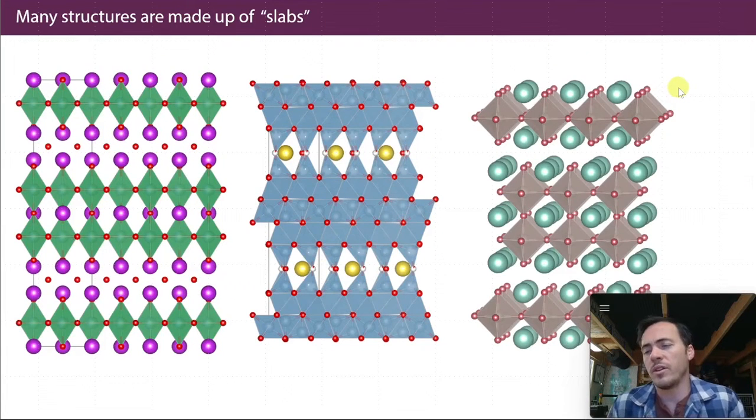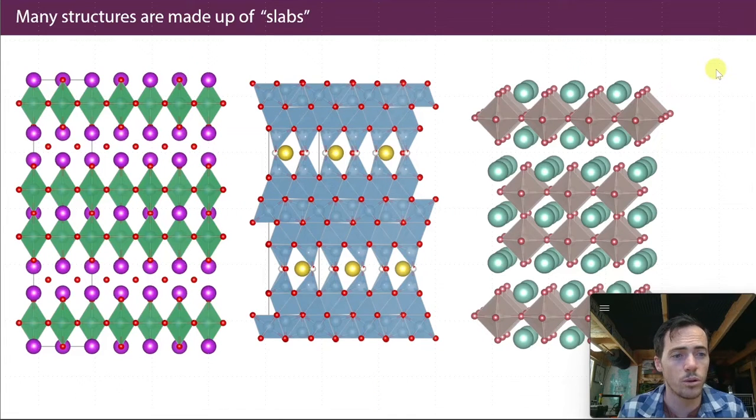Another thing to think of is that structures at the crystal structure level are often made up of slabs. It turns out to be a really convenient way to describe structures, and it's true for a lot of these more complex materials. For example, going from left to right, we have the Aurivillius phase, which is made up of, you see clearly, a perovskite block, a distorted one, and then you have these fluorite layers. That's a fluorite layer.